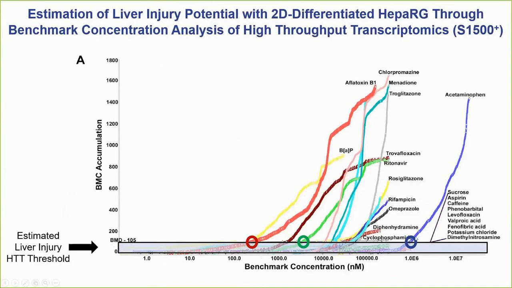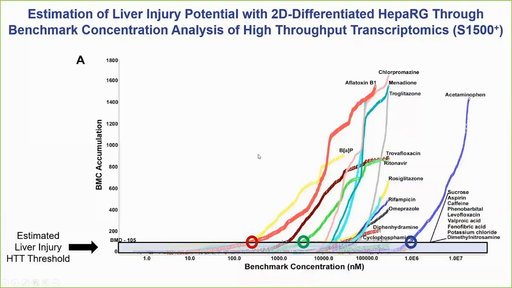And you can see acetaminophen on the far right, whereas environmental toxins like aflatoxin and benzo[a]pyrene show up on the far left, as we might anticipate. But we've proposed this as a quantitative and untargeted approach to predict liver injury, and we're now extending this approach into the 3D spheroids as well. But even in the 2D, it did a nice job in getting us the ability to discriminate these molecules with the high throughput transcriptomics.